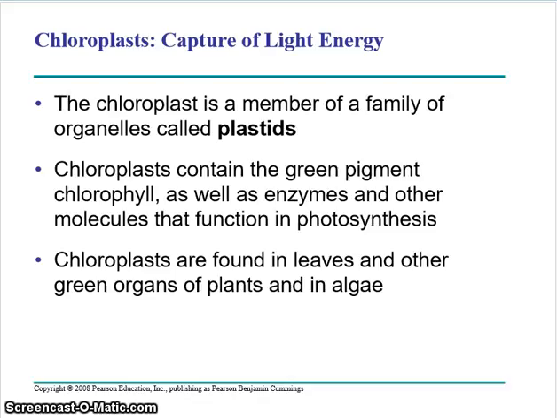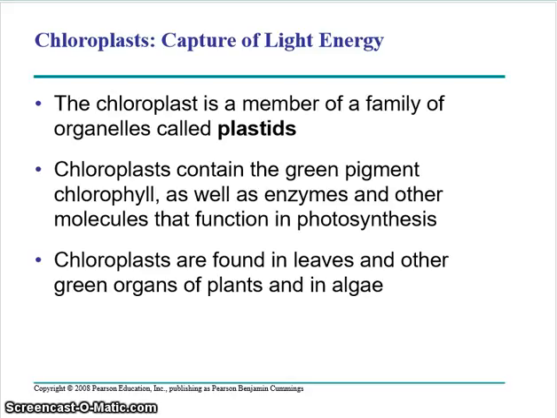Our next energy type of organelle is the chloroplasts, and these are found in plants and other photosynthetic organisms. They're part of a class of organelles called plastids. Chloroplasts are different because they have different pigments. Specifically, chloroplasts have chlorophyll. Other plastids have other types of pigments. And inside of the chloroplast is where photosynthesis occurs.